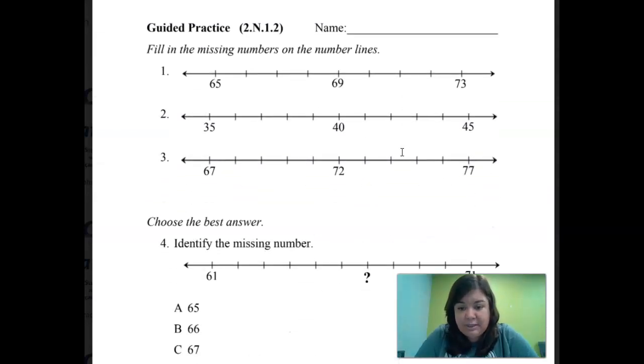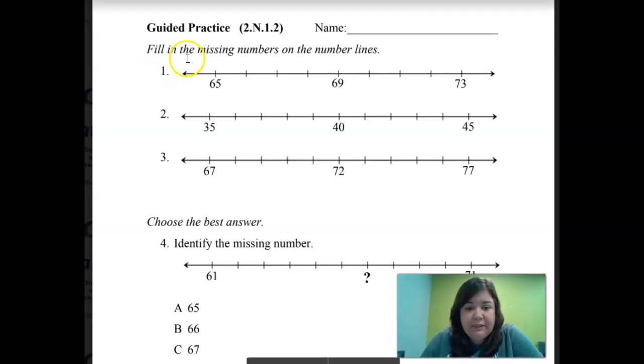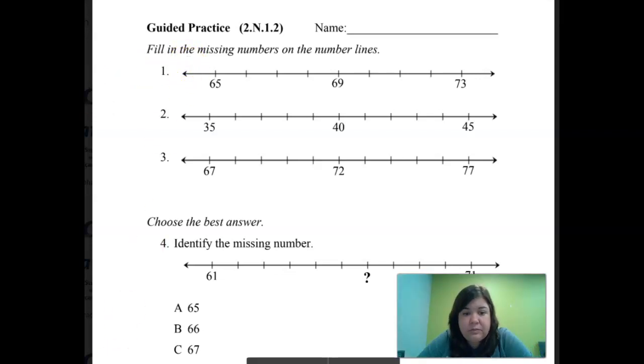So you don't have to draw these numbers on your whiteboard or your paper unless it just helps you, okay? So if you need to draw them, pause the video and then copy these 3 down, but you shouldn't need to do that. So we're going to fill in the missing numbers on the number lines. So on your whiteboard or on your paper, I want you to put number 1, and then you're going to write the missing numbers. So we have 65, 69, 73. So you're going to tell me what these 3 dashes are and what these 3 dashes are.